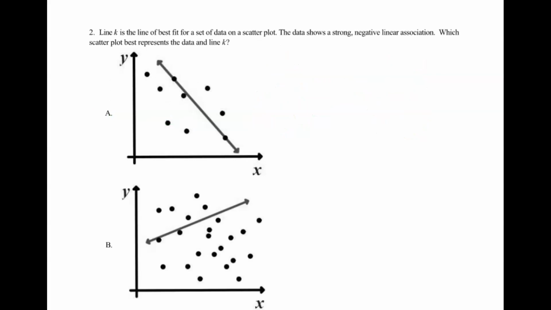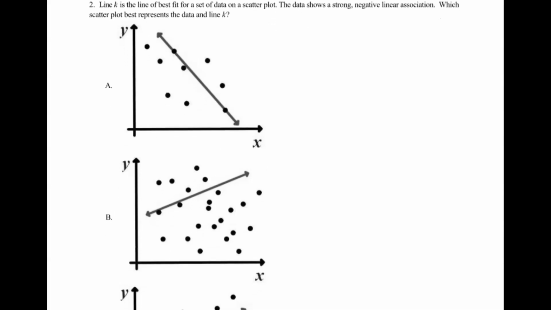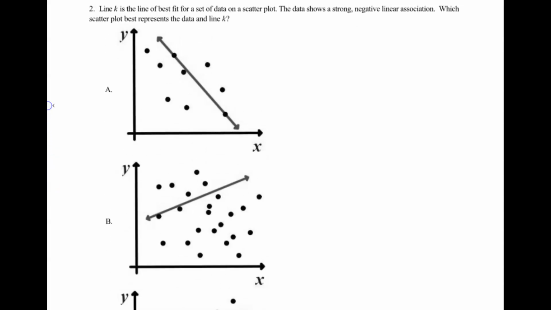Number 2. Line K is the line of best fit for the set of data in the scatter plot. The data shows a strong negative correlation, which scatter plot best represents the data. Well, it's going to be strong negative. Like number 2, that's negative. It's not really strong though. These dots are kind of all over the place. You know, they form a negative pattern, a negative association, but they're not super close to the line of best fit.